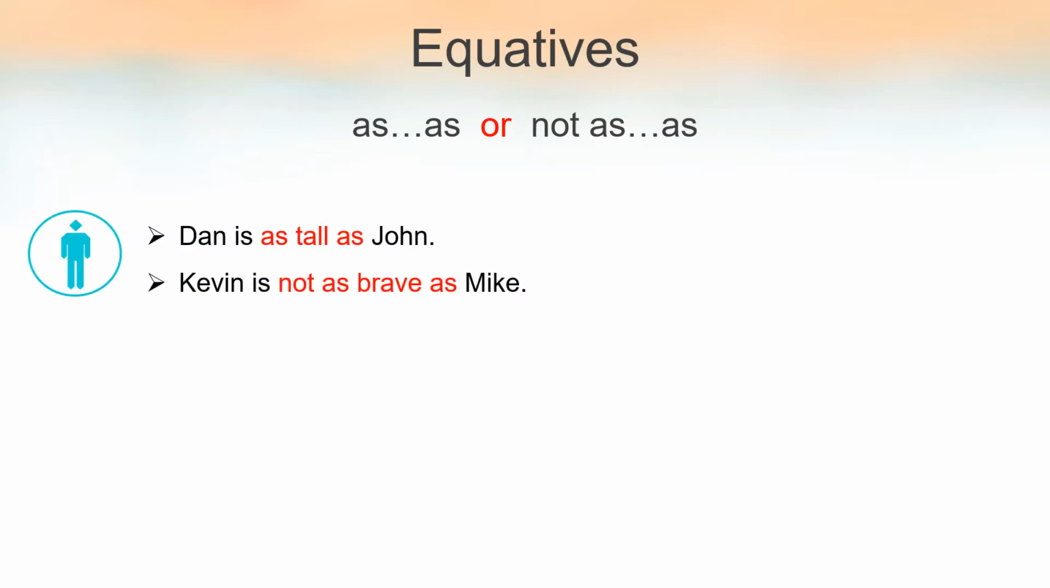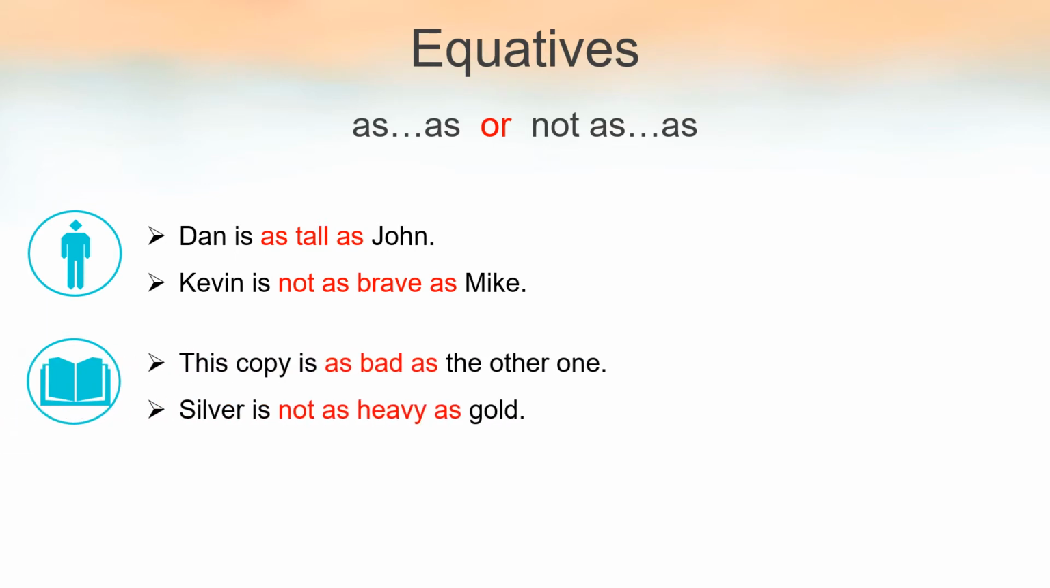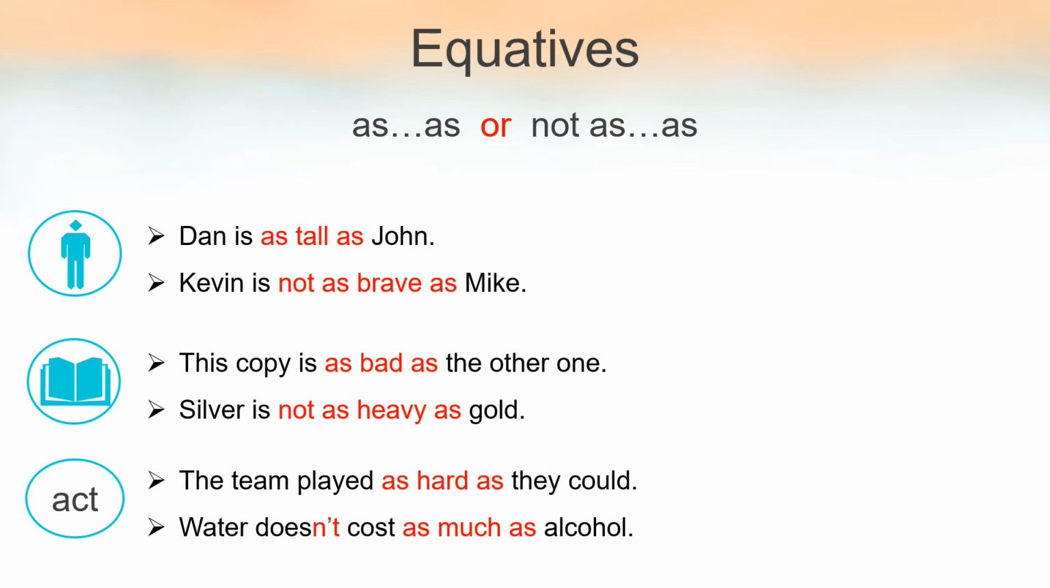Dan is as tall as John. Kevin is not as brave as Mike. This copy is as bad as the other one. Silver is not as heavy as gold. The team played as hard as they could. Water doesn't cost as much as alcohol.